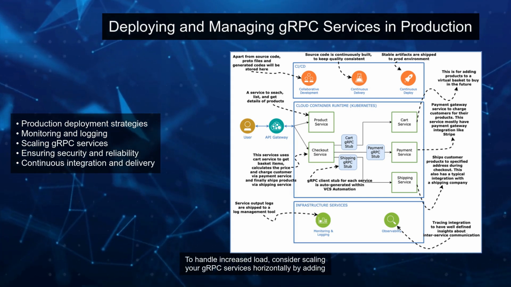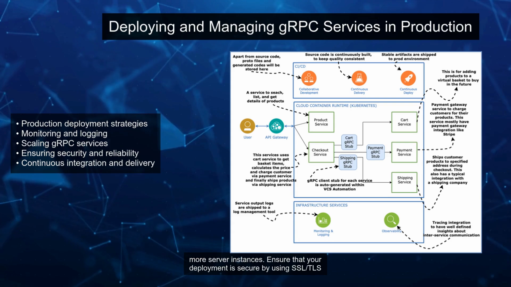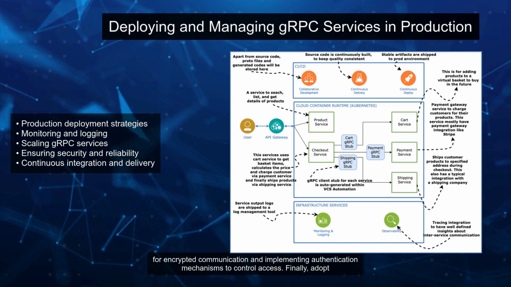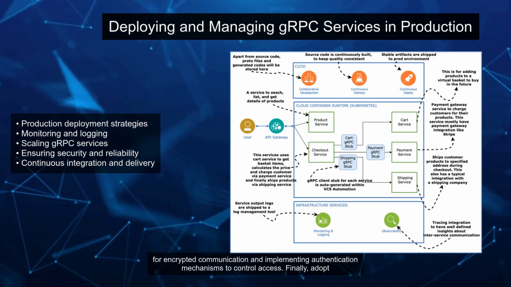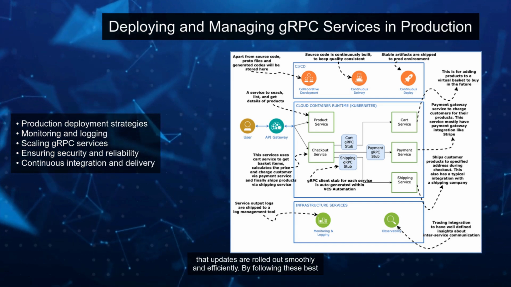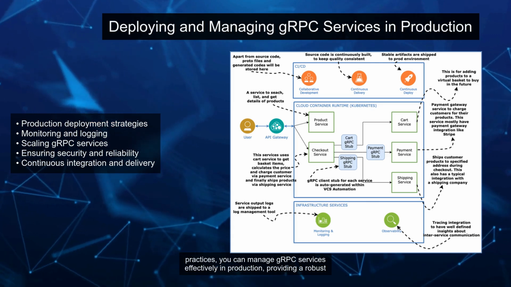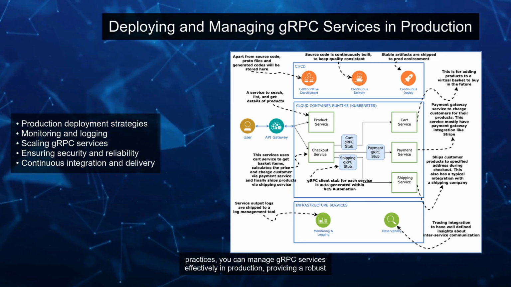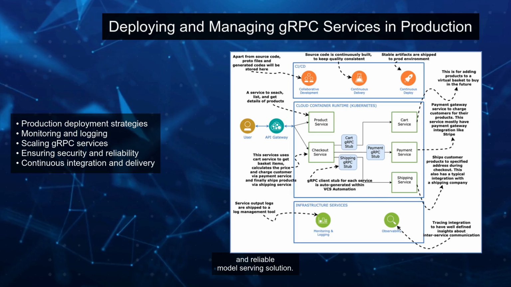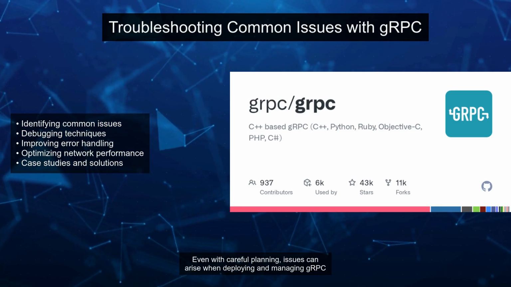To handle increased load, consider scaling your gRPC services horizontally by adding more server instances. Ensure that your deployment is secure by using SSL/TLS for encrypted communication and implementing authentication mechanisms to control access. Finally, adopt continuous integration and delivery (CI/CD) practices to automate testing and deployment, ensuring that updates are rolled out smoothly and efficiently. By following these best practices, you can manage gRPC services effectively in production, providing a robust and reliable model-serving solution. Even with careful planning, issues can arise when deploying and managing gRPC services.